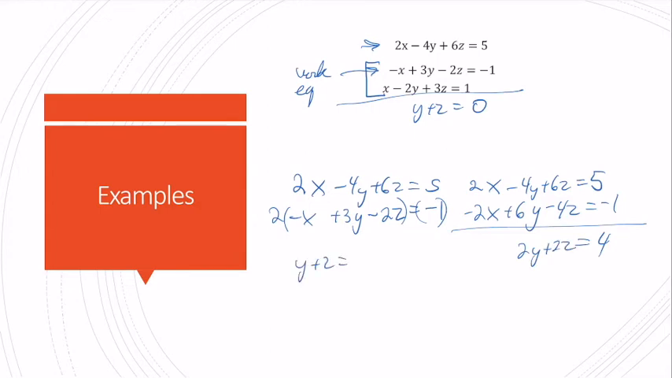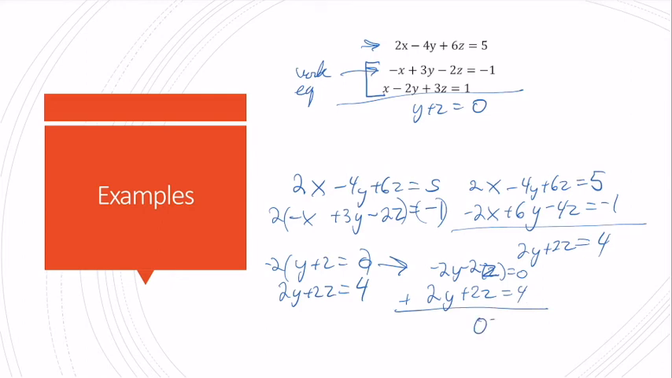Now I need to eliminate one of my variables from this system of two equations. Let's focus on y. So multiply this top equation by negative 2. That gives me negative 2y minus 2z equals 0. And if I add that to 2y plus 2z equals 4, I get that 0 equals 4. And this is not a true statement, right? So that means there are no solutions. It doesn't necessarily mean they're parallel. What it means is the planes do not intersect.